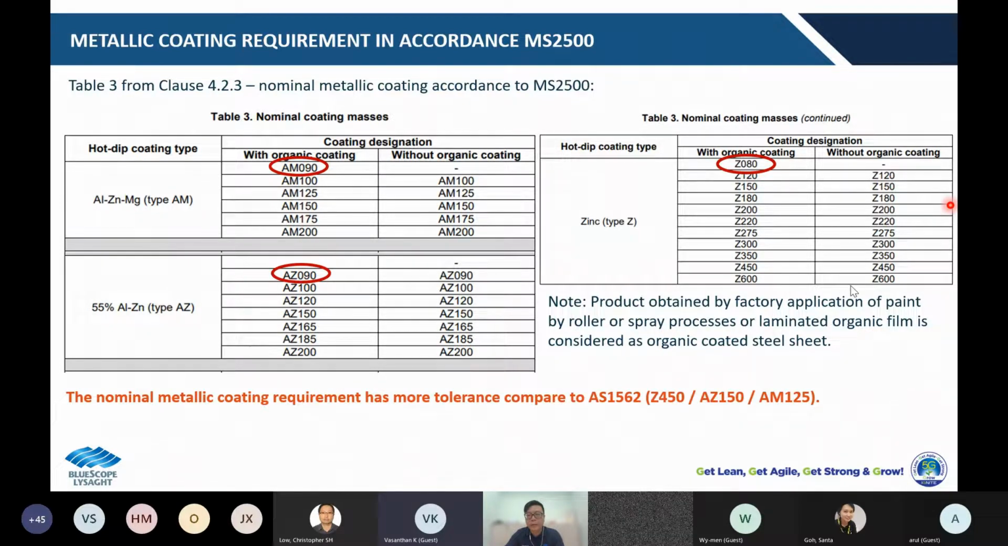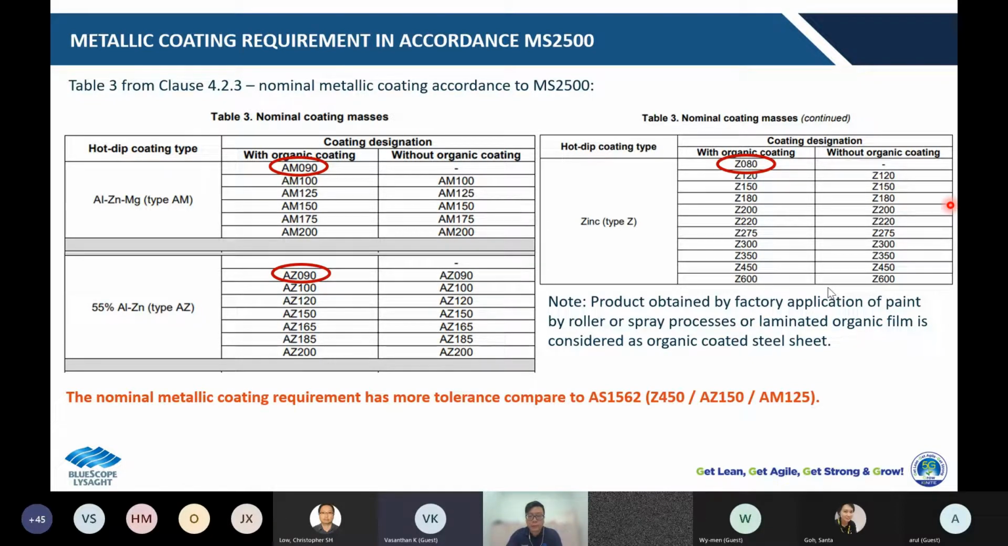The tolerance of the nominal metallic coating requirement in MS 2005 is much bigger compared to AS1562. Because as you can see here, as highlighted, the coated mass of 90 gram per meter square for AM and ZA is acceptable, and then 80 gram per meter square for zinc coating is tolerable too. So when it comes to here, you may be confused that there are two standards with a very different material requirement appearing concurrently in the market. So you might be confused about which one should be referred to, because one talks about minimum Z should be 450, MS talks about Z80 can meet the minimum requirement.